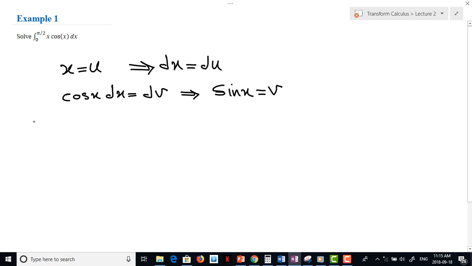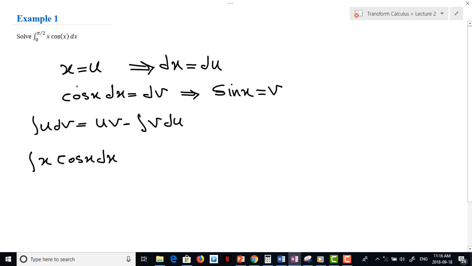So now we have u and v. Integration by parts says that the integral of u dv is equal to u times v minus the integral of v du. As a result, we have the integral of, so u is x, dv we said is cosine x dx, it's the integral that we have here, with limits from 0 to pi over 2.